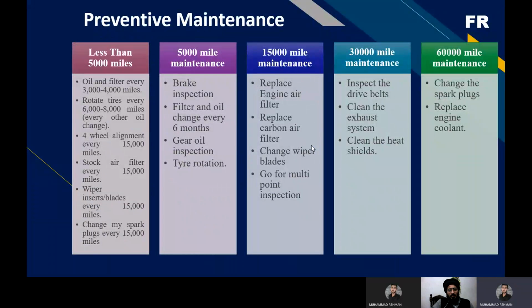Now, this is the first of the preventive maintenance chart that will tell you what preventive maintenance you will require when you drive less than 5,000 miles. First of all you have to change the oil, then check the tires, and then do wheel alignment when your car has driven less than 5,000 miles. And when your car has driven 5,000 miles, then you have to first of all check the brake inspection, oil change, and gear oil inspection. Similarly for 15,000 miles and 30,000 miles.